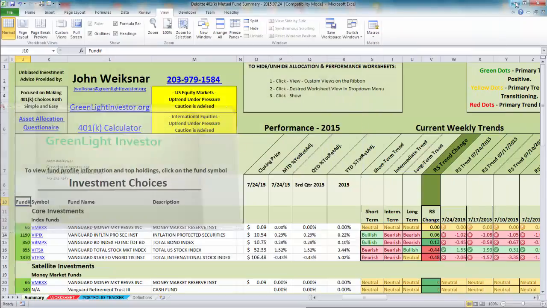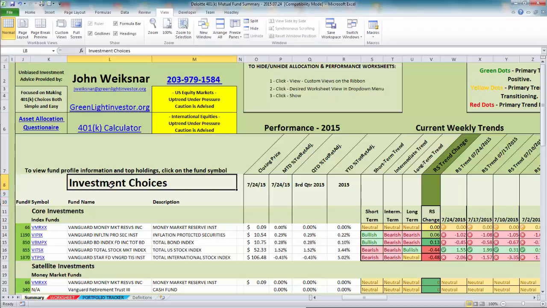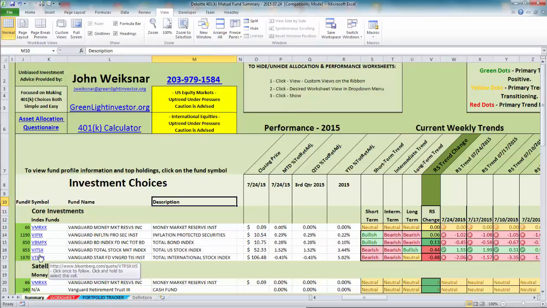With that said, let's go right to our worksheet. The worksheet is set up with the investment choices available to you on the left side of the sheet. They're listed by fund number, the symbol, the fund name, and a brief description of the type of fund that it is. We have the fund symbol highlighted. If you'd like to do additional research, you can click on any of these and go to an external resource page that will give you additional information about any of the funds.